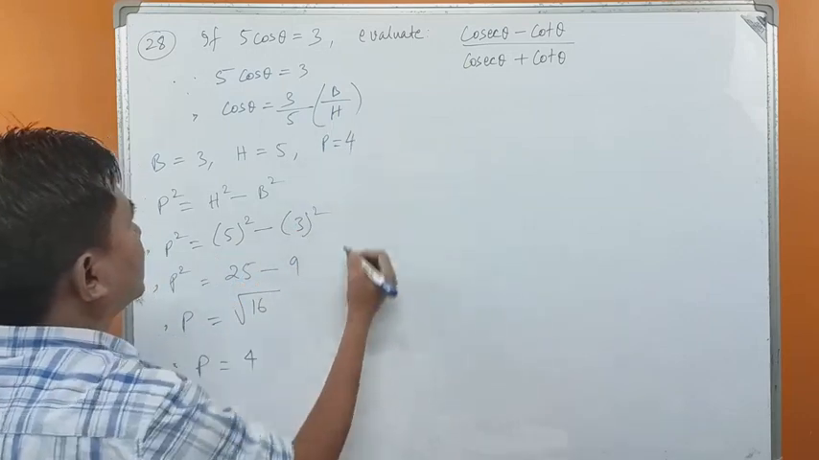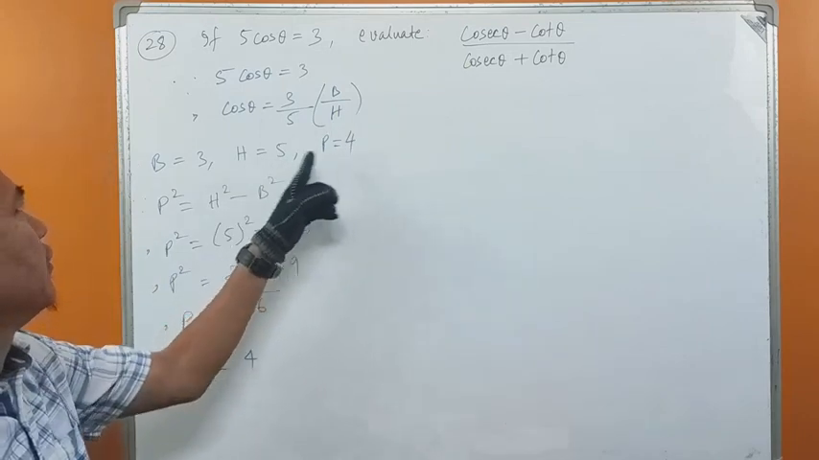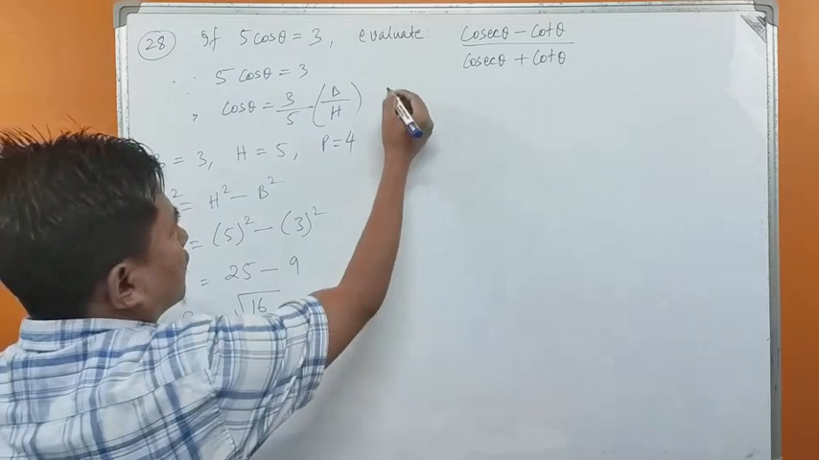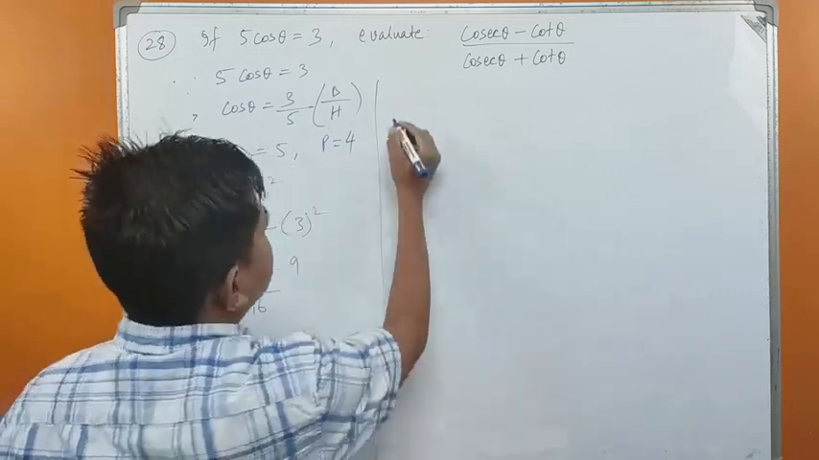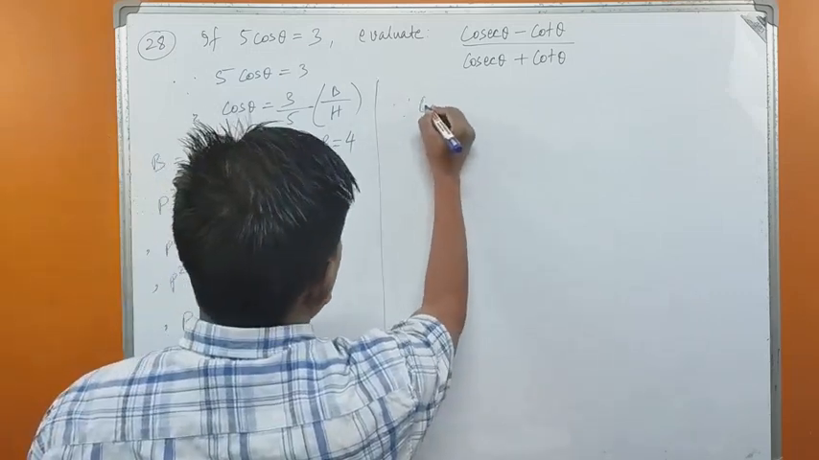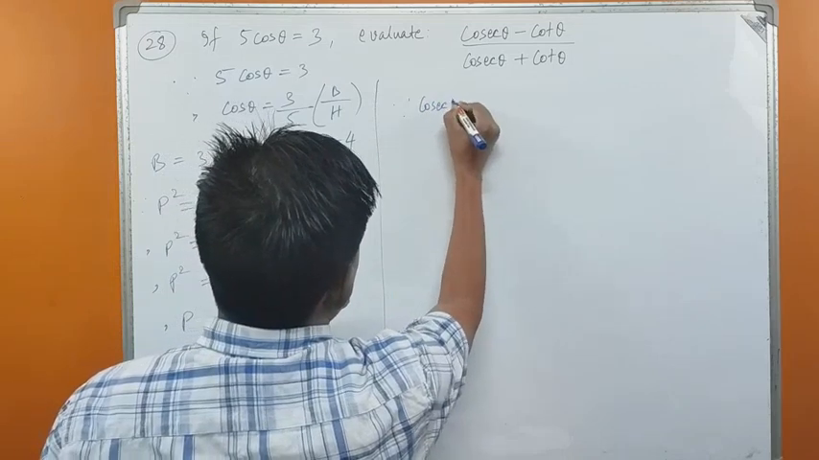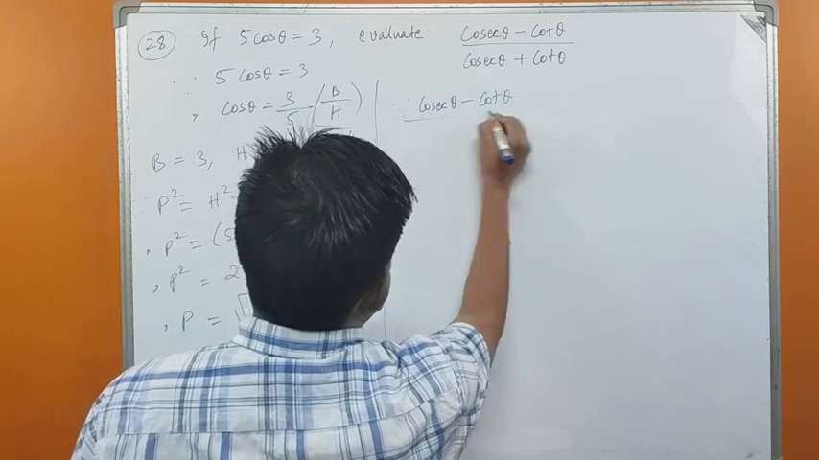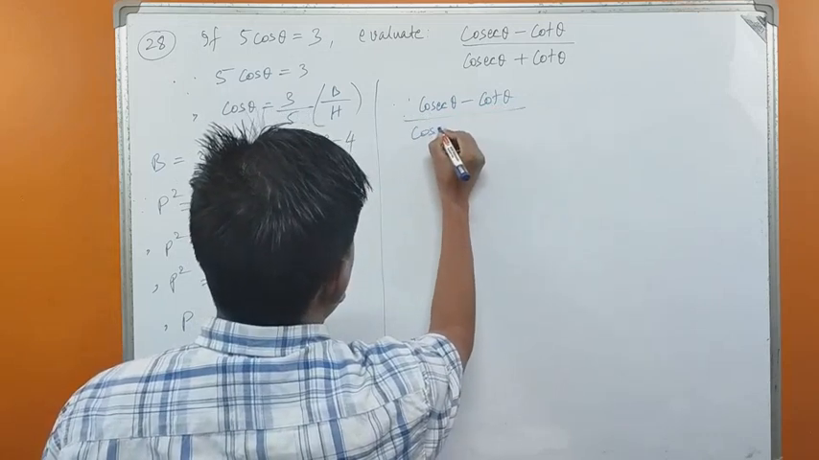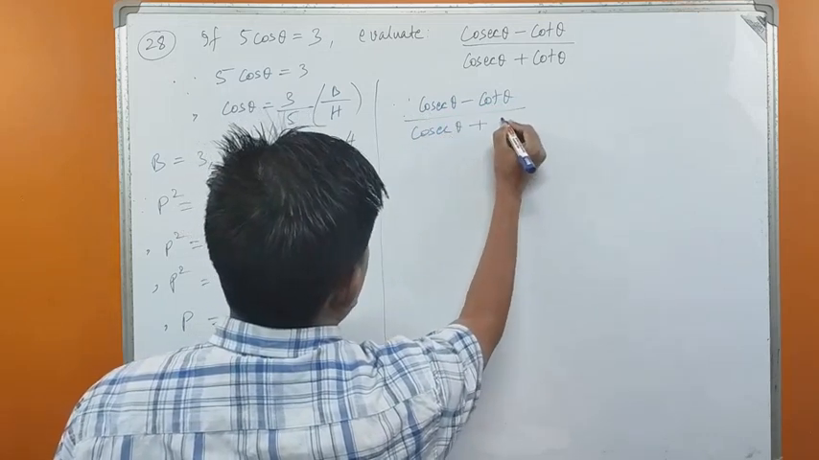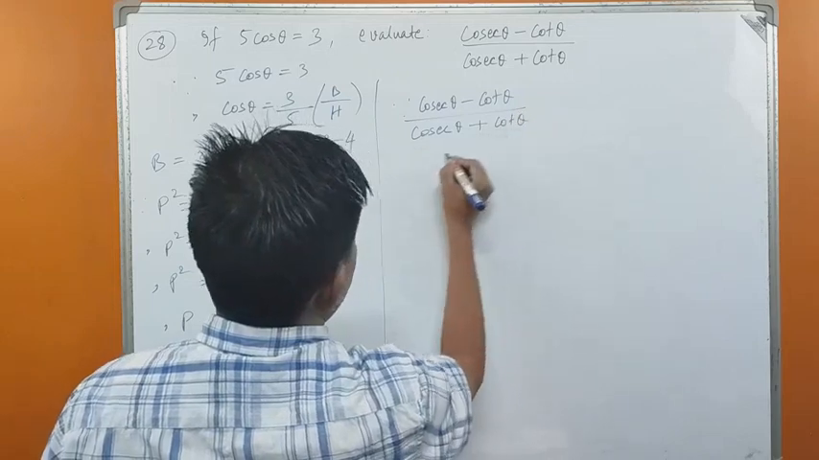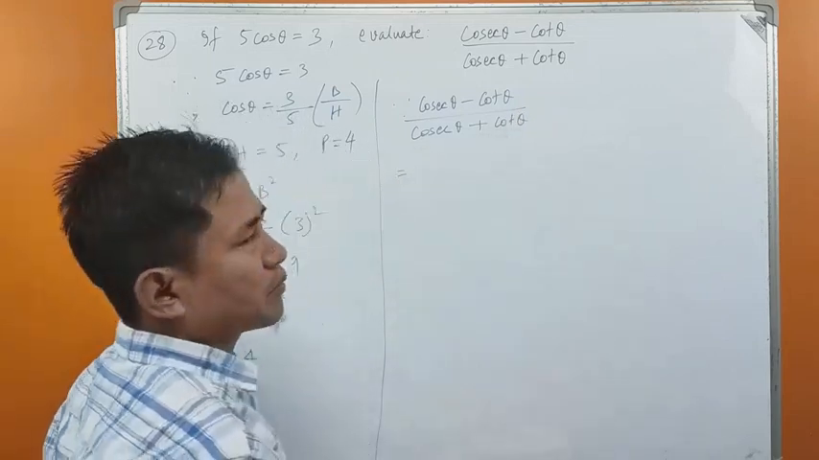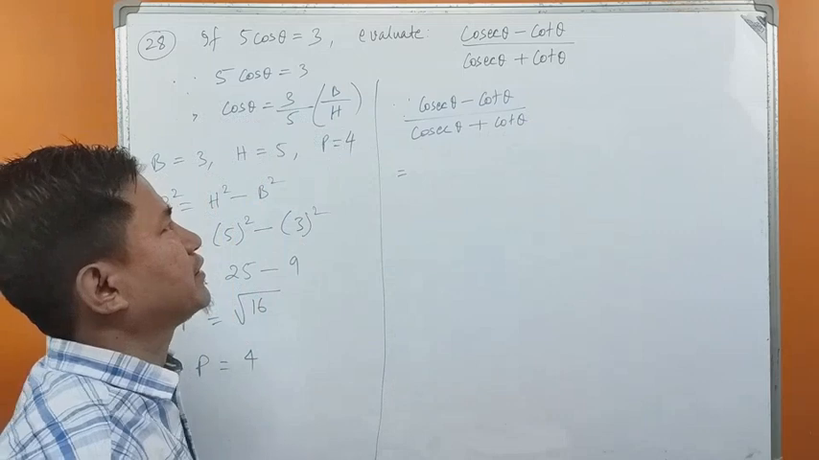Perpendicular is 4. Okay, hypotenuse is 5, perpendicular 4, base is 3. Now let us find the value of this expression: (cosec theta minus cot theta) whole upon (cosec theta plus cot theta), isn't it? So what is cosec theta? Hypotenuse upon perpendicular, just the opposite of sin theta, isn't it?